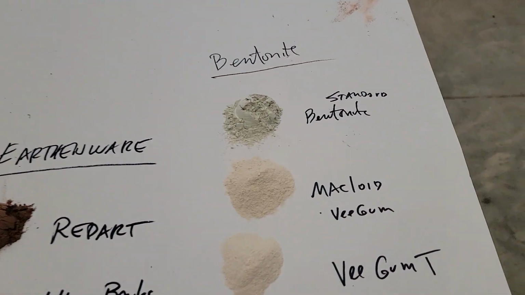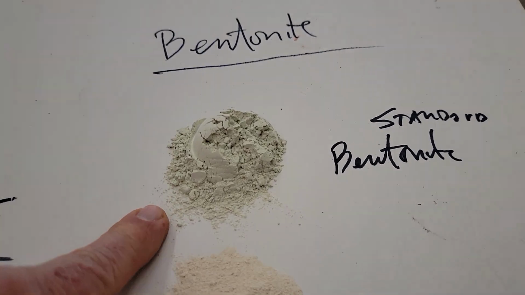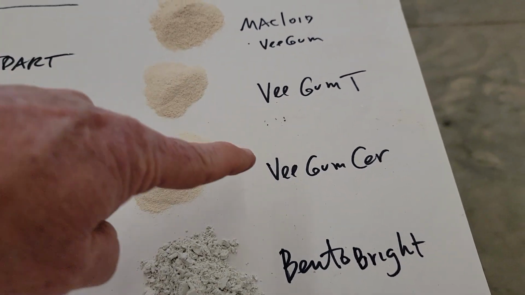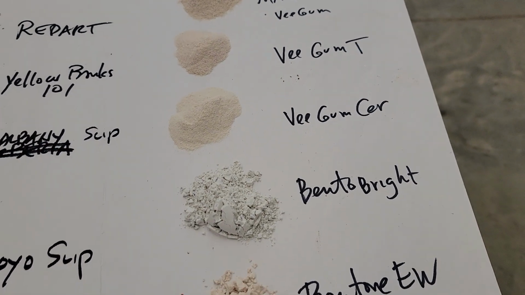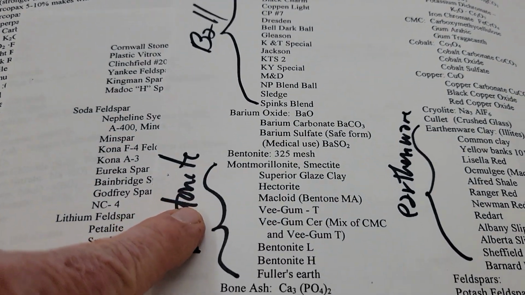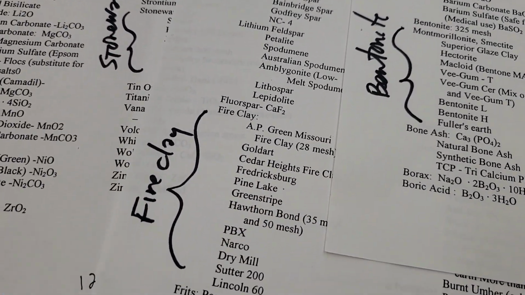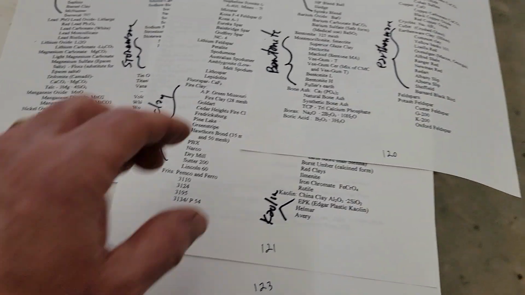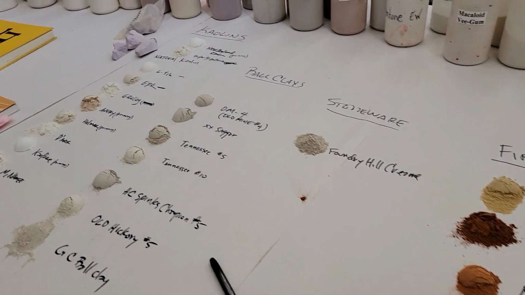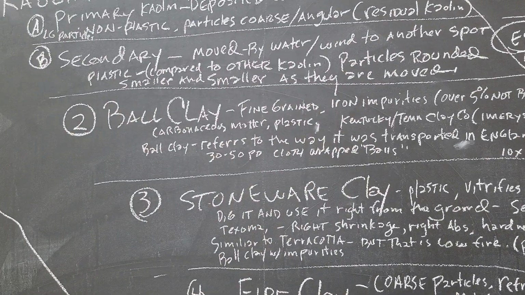So here is the bentonites. And you can see how dark that is, the impurities from standard bentonite. And then here's Macaloid. There's V-Gum T and V-Gum SR, so this has CMC in it. Bento Bright, Bentone EW, there's a ton of these things. Like here's a list. And then I think I have this fire clay list too, I forgot to tell you. Oh, I forgot to show you. Oh yeah, I did show you the kaolin ones. All right, so that is that. I think we talked about everything.